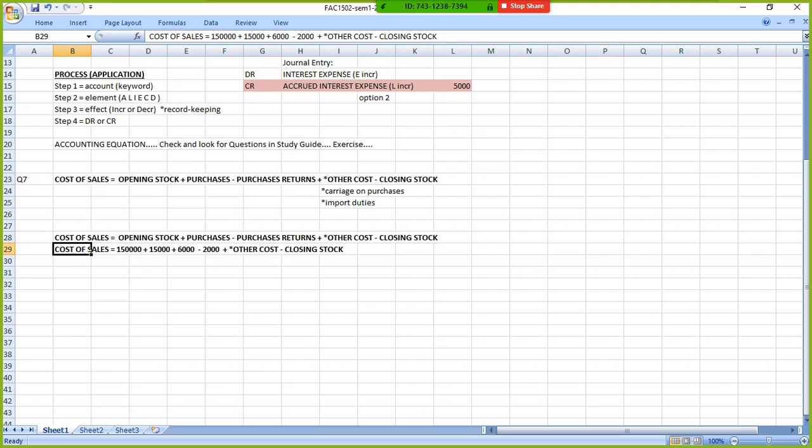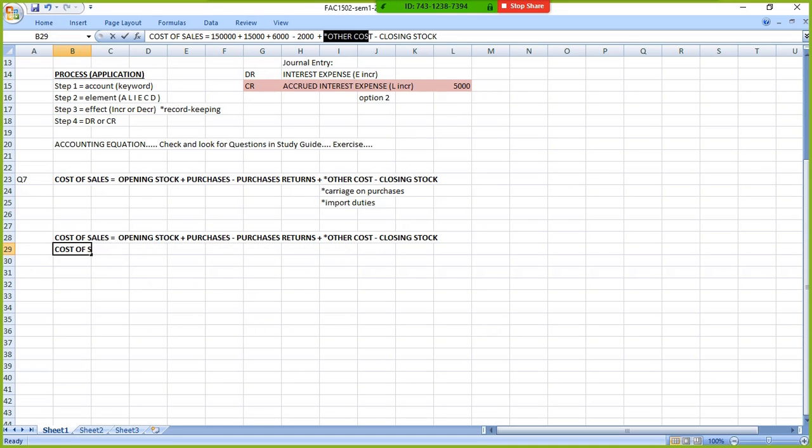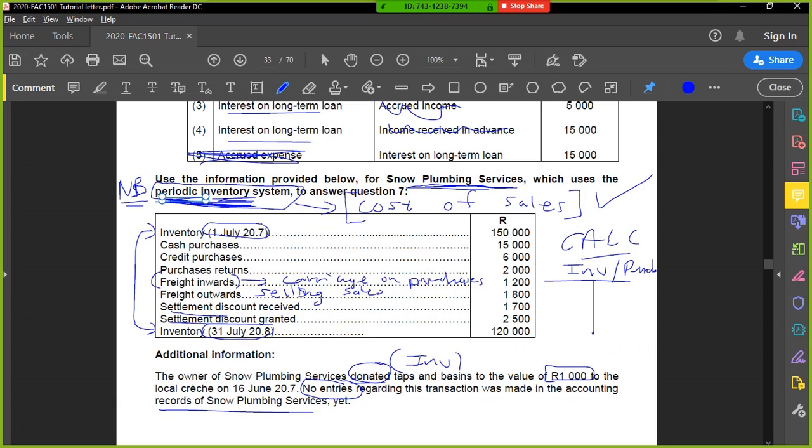So you've got that answer. You can only substitute in the one amount. What is the amount? 1,200. Freight inwards. Okay, let's go back. Freight outwards we spoke about.